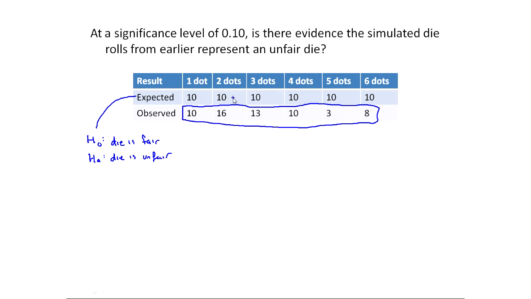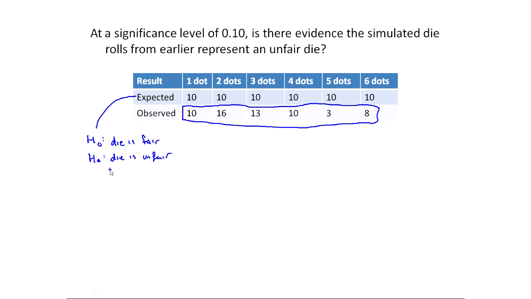In other words, we expected to see 10 2s come up, but we had 16. We had that happen 16 times. Is that enough for me to question if this die is fair? We expected to have 10 5s come up, but we only had 3. Is that different enough? It's hard to do in your mind and say, well, I think that's unfair, I think it's fair. That's what the chi-squared test statistic does.